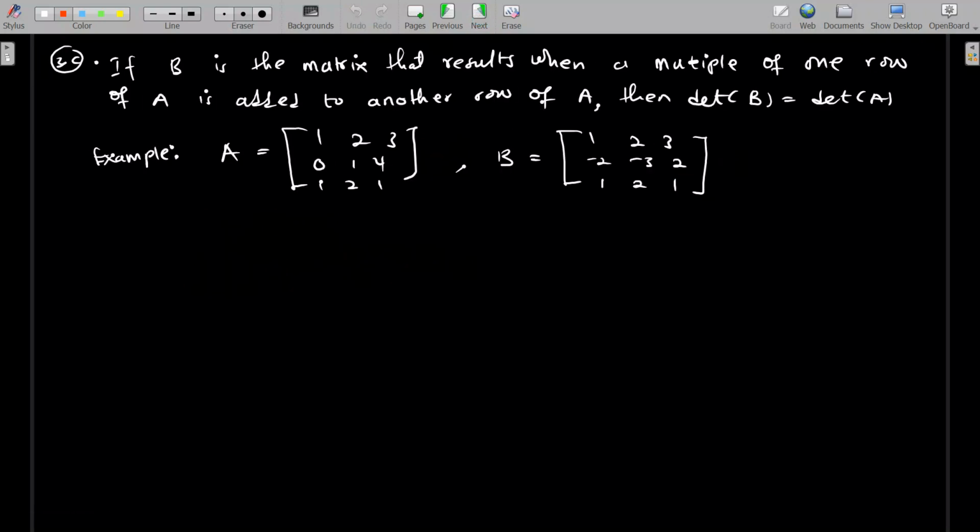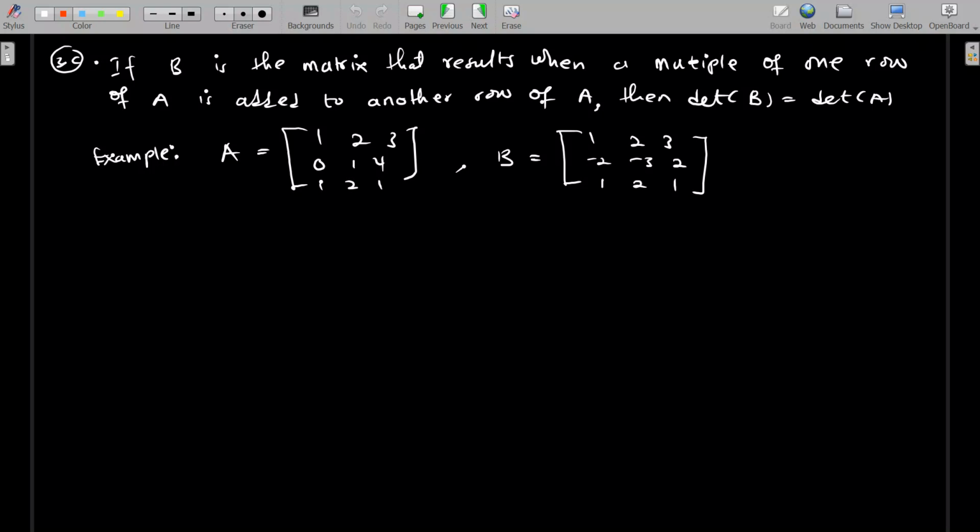Now, the third one: if B is a matrix that results when a multiple of one row of A is added to another row of A, then the determinant of B is the determinant of A. At some point I'm going to show how to find the determinant of a matrix using the row reduction method, or elementary row operations. If you multiply some constant to one of the rows of A and add it to another row, the same thing happens when you use columns. The determinant of A and B will be the same.